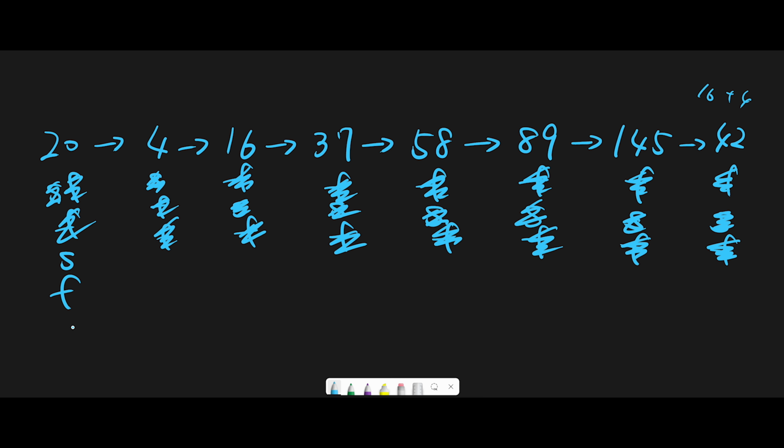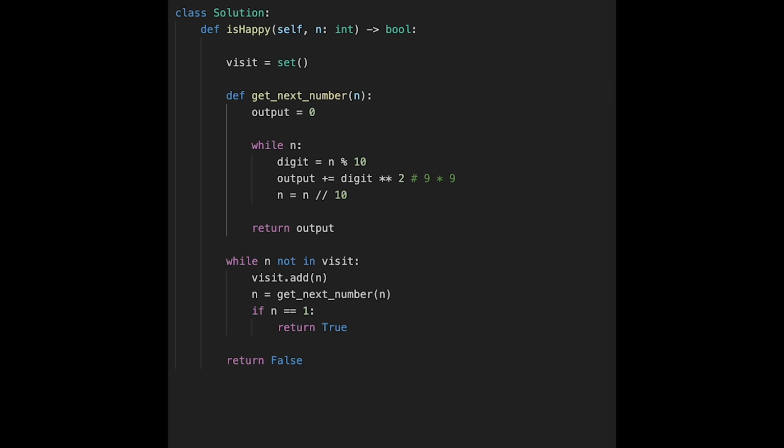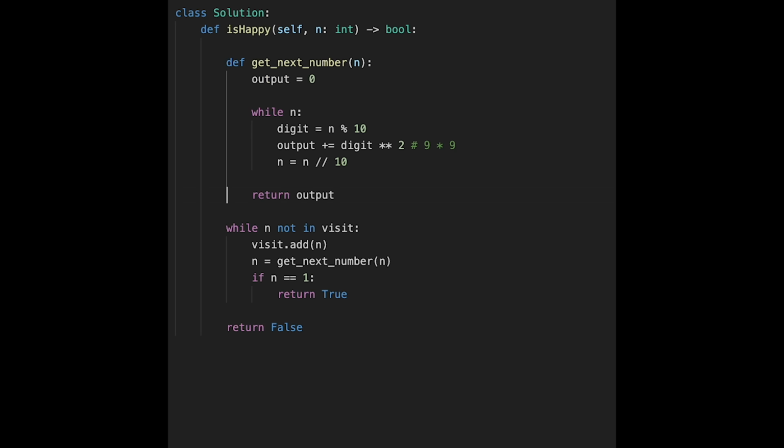So let's jump into the code. Okay, so let me modify solution 1. We don't need a visit set, so let me delete it here. And we use getNextNumber. First of all, calculate the slow pointer. So slow equals getNextNumber, passing the current number n.